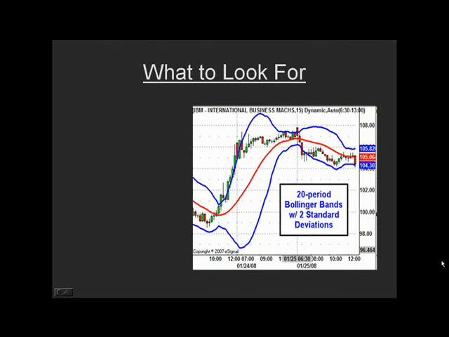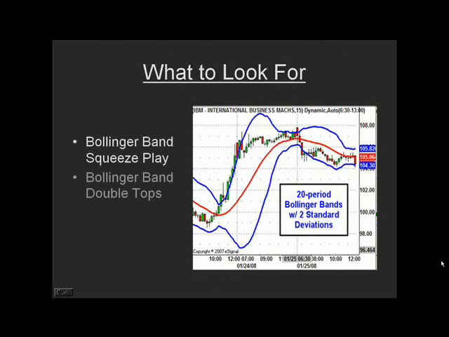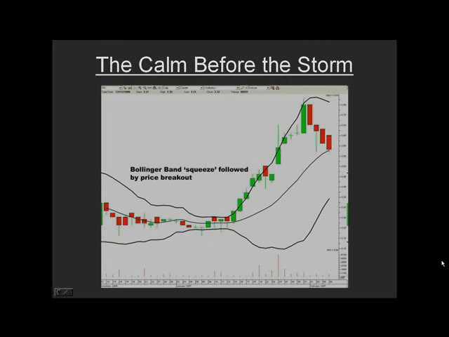Now, what we want to talk about is what to look for with Bollinger Bands, these trigger signals. Last time we talked about Bollinger Band squeeze plays, but we also have what are called Bollinger Band double tops and double bottoms. Last video we talked about this calm before the storm, the Bollinger Band squeeze play. This is where a stock is consolidating, channeling. Remember, when these bands begin to tighten and get closer to the moving average, this is a period of low volatility. This may sound weird, but during this period of low volatility, the momentum is actually building up, and the stock is ready to pop.